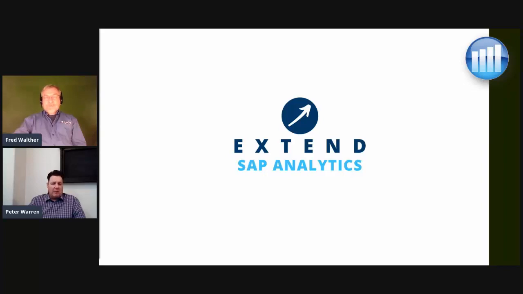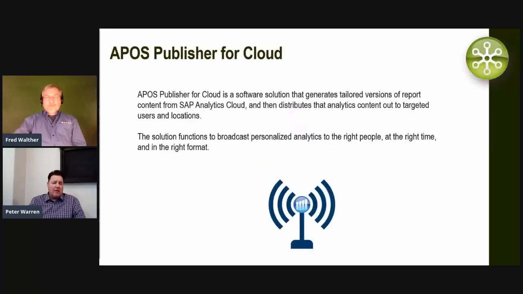We're going to be talking a little bit more about the APOS Publisher for Cloud solution and how that can help out with this. Fred, can you chat about what Publisher for Cloud does? Sure. Yeah, it's a software solution that generates tailored report content from the Analytics Cloud stories. And its purpose is to get the right data out to the right people at the right time and in the right format.